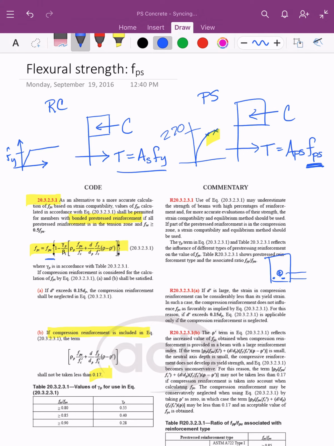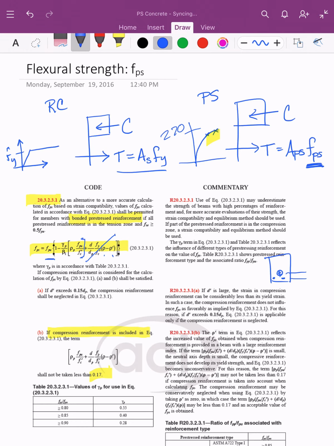If we get rid of the non-pre-stress term, so rho is going to be reinforcing bar, rho prime is going to be compression reinforcing bar, if those two things are zero, this term goes away, and we're left with this part of the equation. So in here things are looking fairly reasonable. We've got f_pu, which is 270, we've got rho sub p, and we've got gamma sub p.